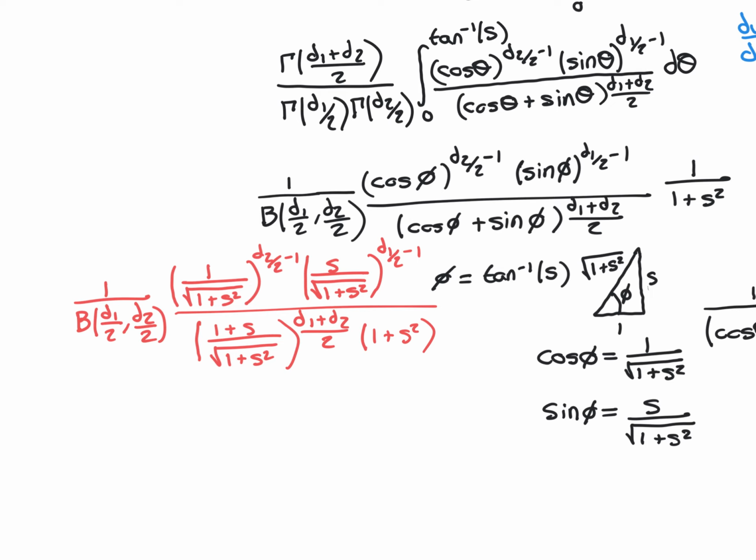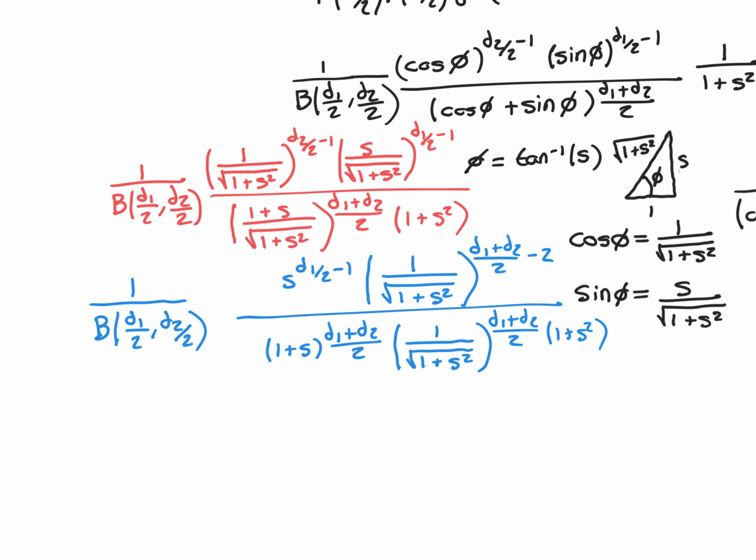So hopefully you're happy with that. That's our PDF now. So I've changed colour again, so the next part is in blue. So we've still got 1 over beta of d1 over 2, d2 over 2. And now what I've done is I've gone to this bit here and I've separated it into two parts.